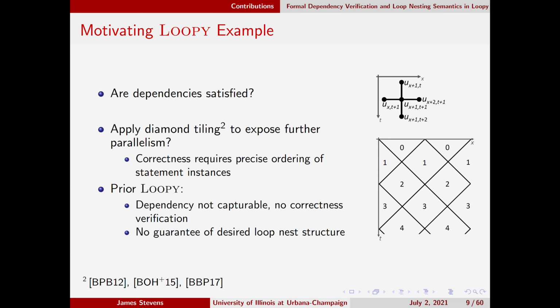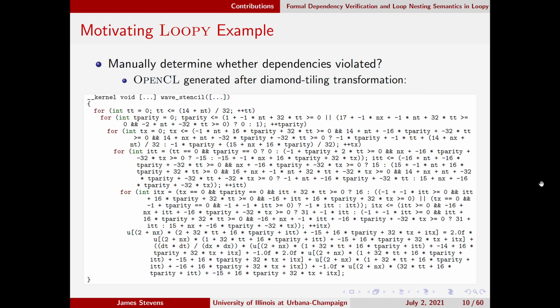Suppose we wanted to apply a diamond tiling strategy where we tile the domain as shown on the right, which allows the tiles in each horizontal row to execute independently. Then we might also have some local parallelism inside the tiles. In this case, a very precise ordering of statement instances would be required for correctness, and likely for performance as well. Prior to this contribution, our system had no way to express this kind of dependency or detect violations, and no way to guarantee a desired loop nest structure.